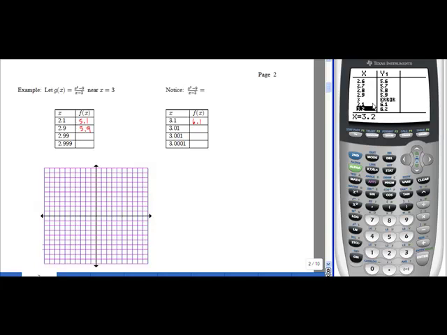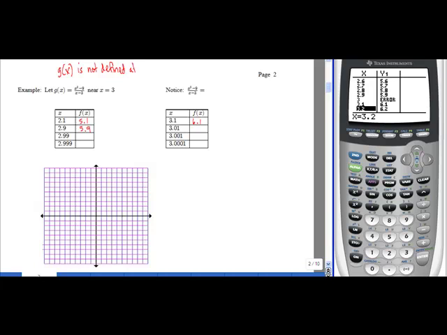Why would we get an error on our calculator when x is 3? If you look at this function right here, notice what happens if you were to plug in 3 for x. In the denominator you would get 3 minus 3, which is 0, and we're never allowed to divide by 0. So what that means is that this function g of x is not defined at x equals 3.